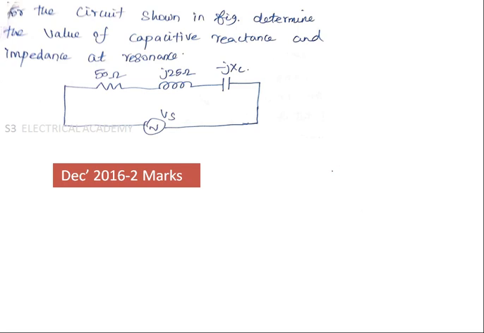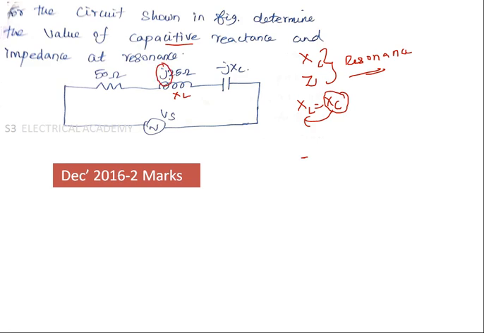For the circuit shown in the figure, determine the value of capacitive reactance Xc and impedance Z at resonance. That is the important point. The condition is resonance. At resonance, XL should be equal to XC. So what is the value of XC? That is nothing but XL. Here XL value is given as j25 ohm. j is used to indicate there is a phase difference between voltage and current, so please ignore j. XL value is 25 ohm. So XC value should also be 25 ohm. So this is the first question's answer.